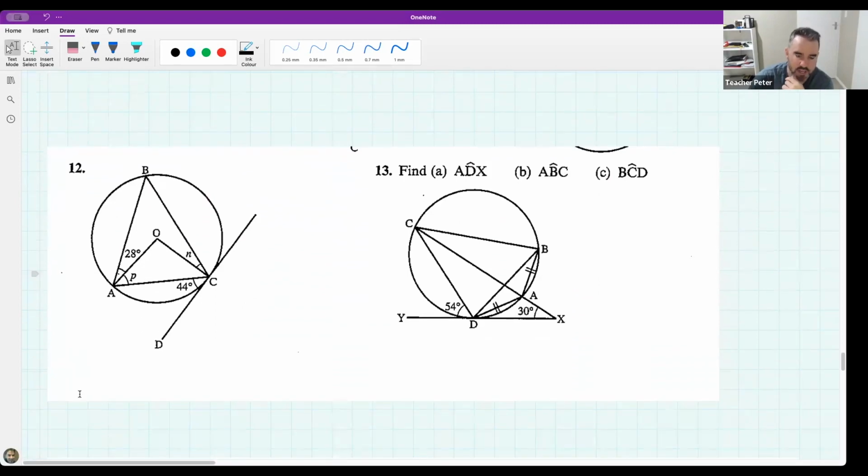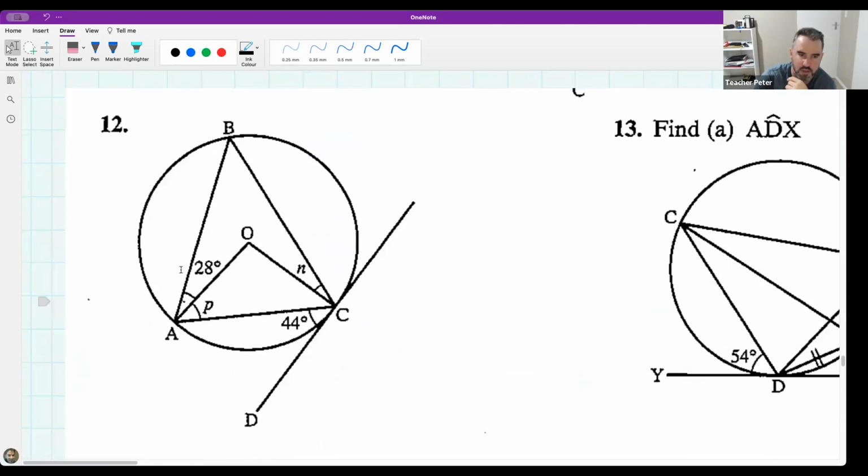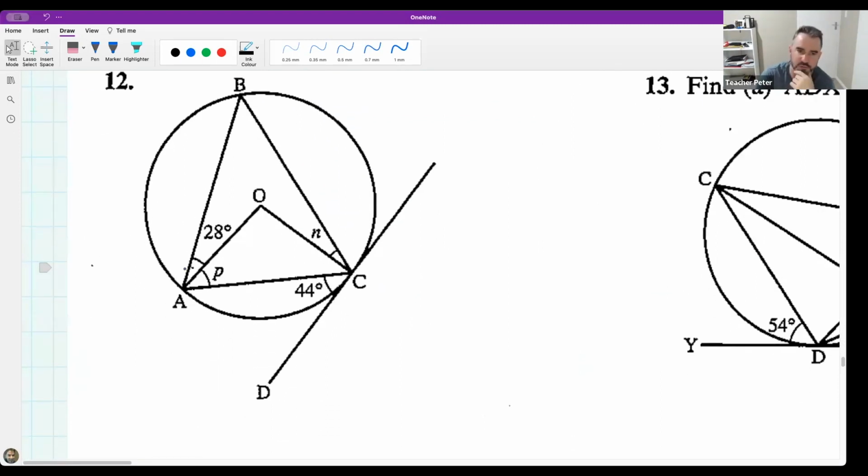So let us do number 12. And for number 12, you have to find me the size of n, but you also have to find me the size of p. And you are given, this is 28, and you are given that this is 44.